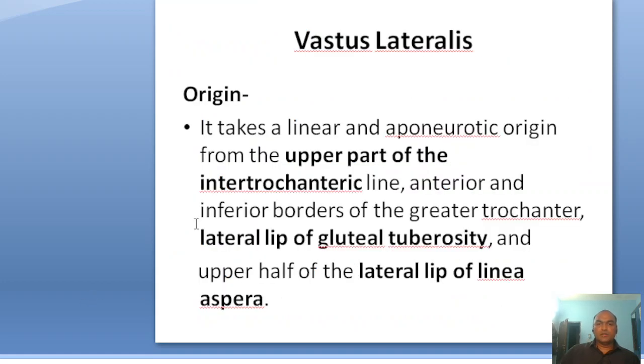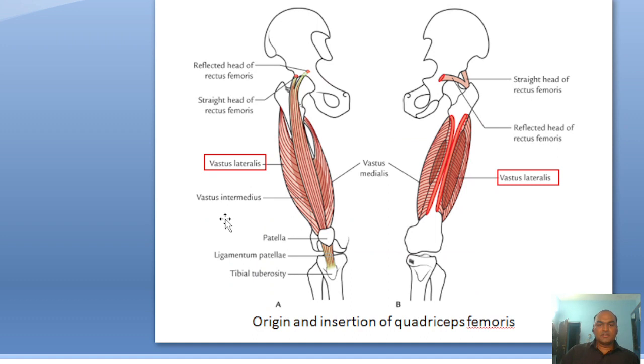Moving forward to the second muscle, vastus lateralis. It takes a linear and aponeurotic origin from the upper part of the intertrochanteric line, the anterior and inferior border of the greater trochanter, the lateral lip of the gluteal tuberosity, and the upper half of the lateral lip of the linea aspera of the femur. This is the vastus lateralis, on the lateral side of the front of the thigh. This is the linea aspera.